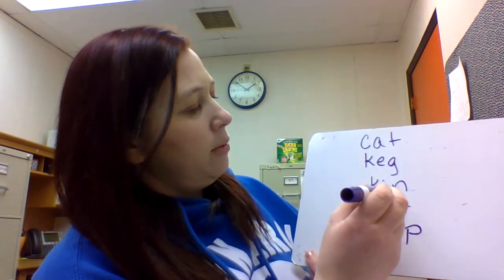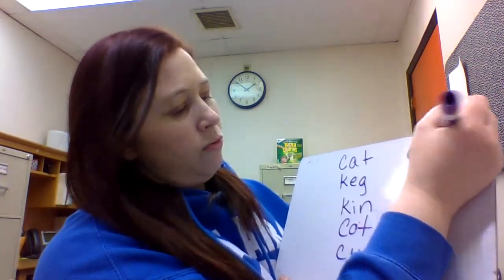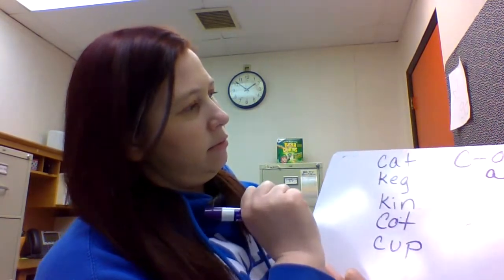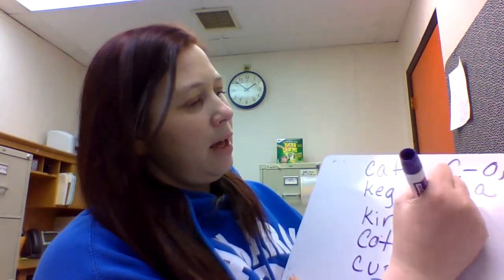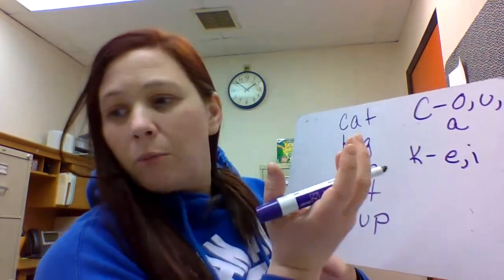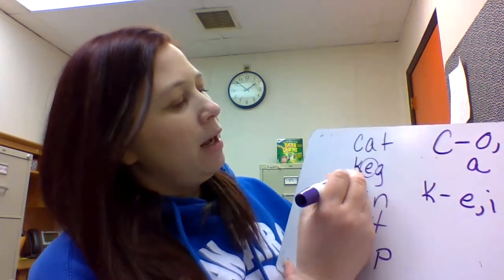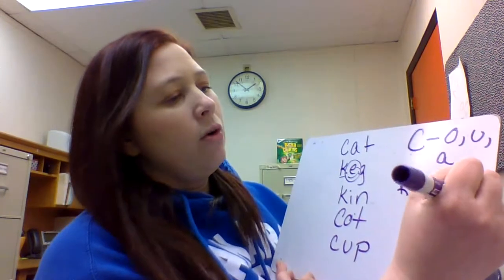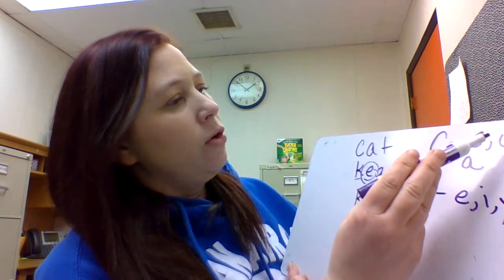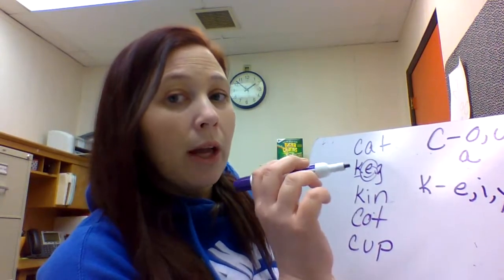So here we see, when it's a C, we have an O, we have a U, we have an A, and then when it's a K, we have an E or an I. So that's part of our rule. We use a K if the next letter, so here's our blank, is an E or an I or a Y. We use a C if our next letter is an O, a U, or an A. So we're always looking at that next letter to decide if we're going to use a C or a K.